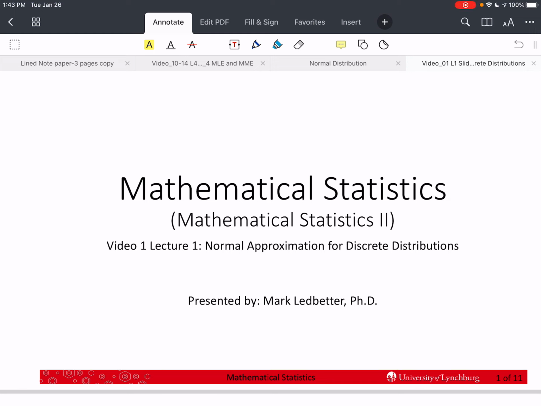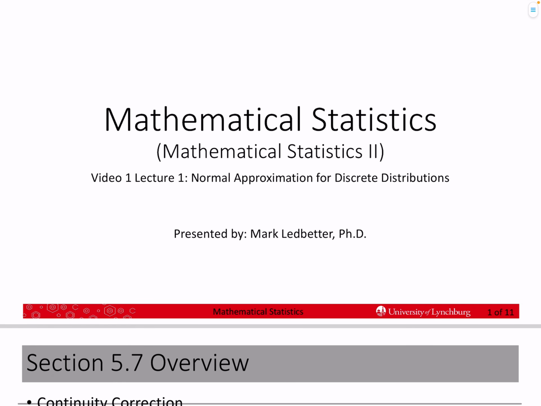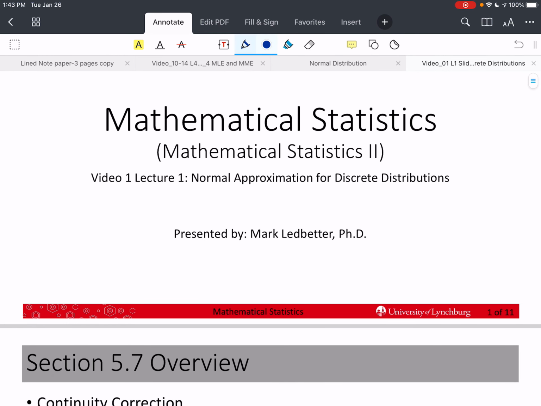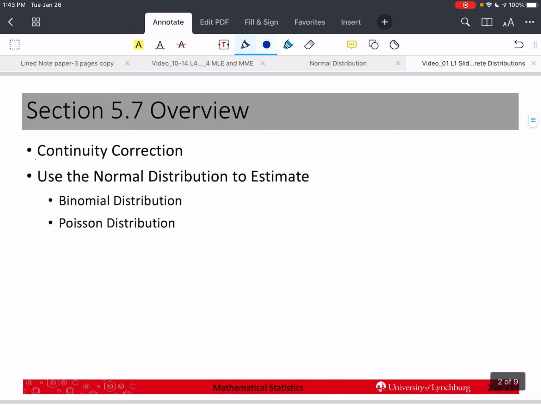I'm Mark Ledbetter. This is video 1 of lecture 1, and lecture 1 deals with the section on normal approximation for discrete distributions. In our textbook, this is going to be section 5.7. All right. So in order to do this, we need something called the continuity correction.